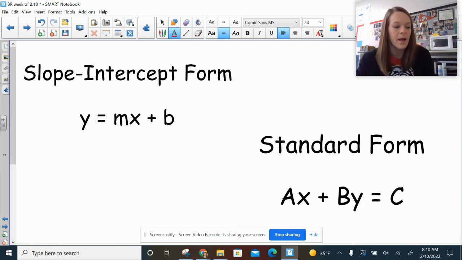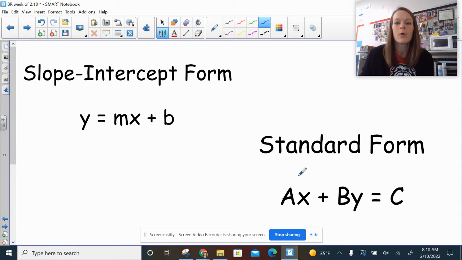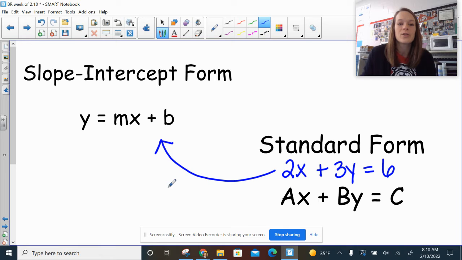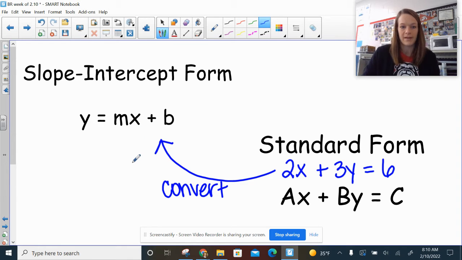All right, good morning. We are going to talk today about how we can change from what we call standard form. So you're going to see an equation like this. For instance, you might see 2x plus 3y equals 6. And we need to be able to change it back to slope-intercept form. So we're going to talk about how to convert something that looks like this to this and graph it.